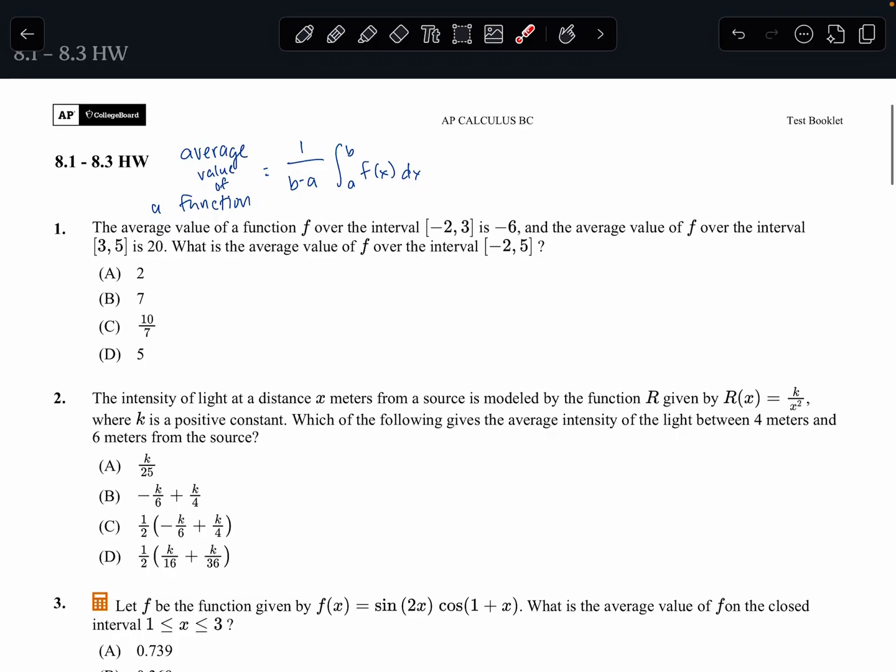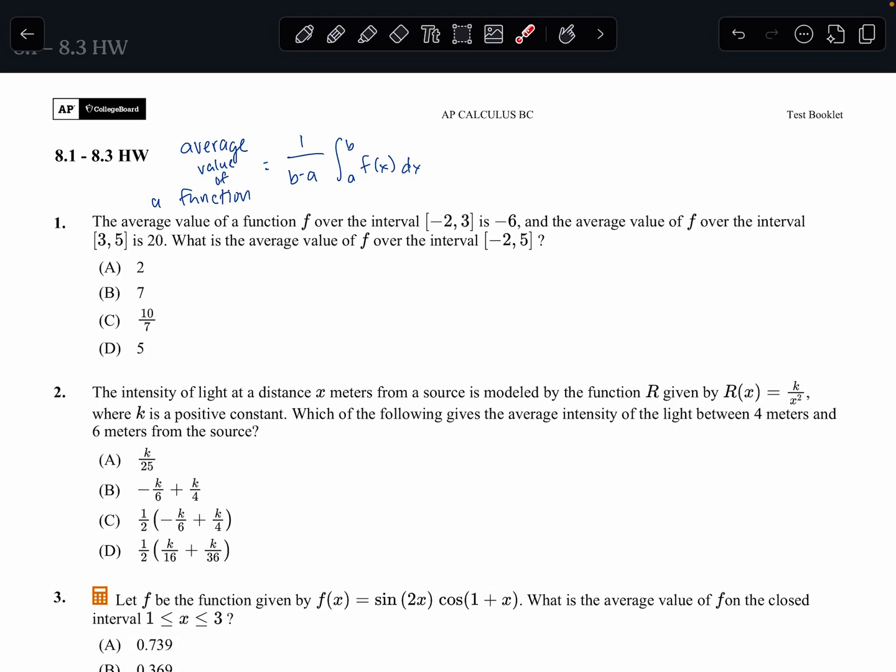The average value of the function f over the interval from negative 2 to 3 is negative 6, and the average value of f over the interval from 3 to 5 is 20. What is the average value of f on the interval from negative 2 to 5? It gives us two different average values, negative 6 over this interval and 20 over this interval. What is the average value over this interval?